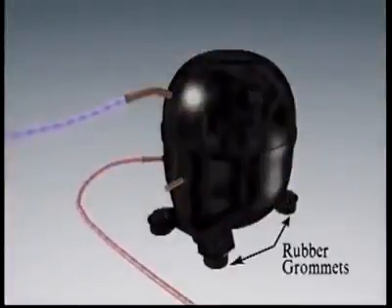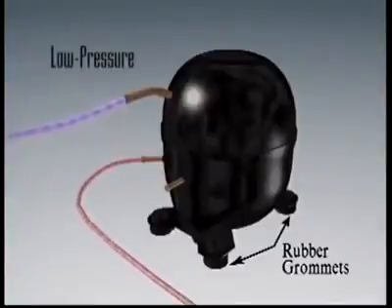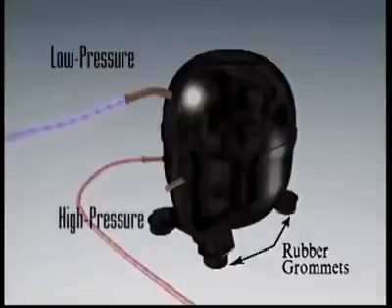The shell is hermetically sealed, or airtight, and is mounted on 4 sound-deadening rubber grommets. Refrigerant is drawn in from the low-pressure or evaporator side, where it has just absorbed the heat from the surrounding air. It leaves the discharge heading toward the high-pressure side, or condenser.